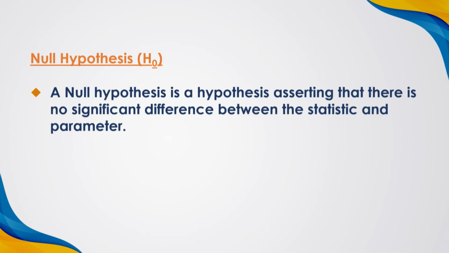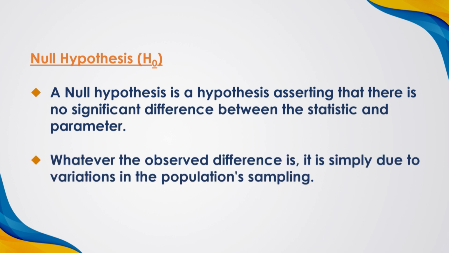The first one, null hypothesis, which is represented as H naught. A null hypothesis is a hypothesis asserting that there is no significant difference between the statistic and parameter. Whatever the observed difference is, it is simply due to variations in the population's sampling. Here the null hypothesis speaks about neutrality between the statistic and parameter. As mentioned in our previous lesson, x bar is our sample mean, mu is our population mean. Where there is no difference between them, that is what the null hypothesis speaks about.